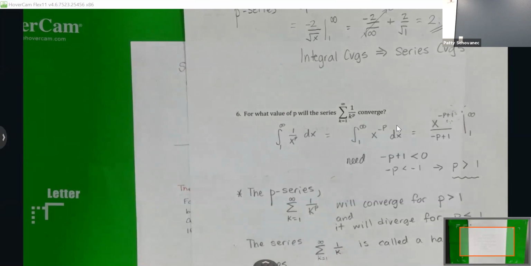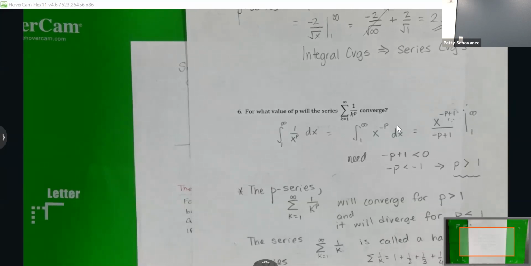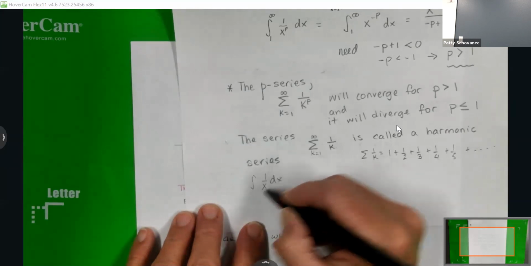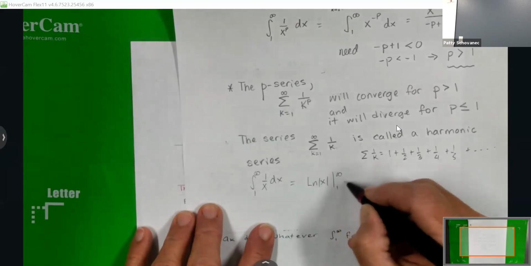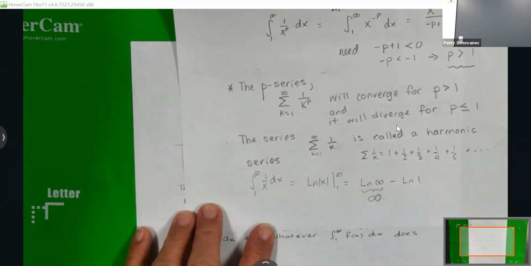That was the series 1 plus a half plus a third plus a fourth plus a fifth and so on. It diverges. Do the integral test on it. Integral of 1 over x dx from 1 to infinity is the natural log of the absolute value of x. So we'll have the natural log of infinity minus the natural log of 1, but this term here is infinitely large. So it diverges.